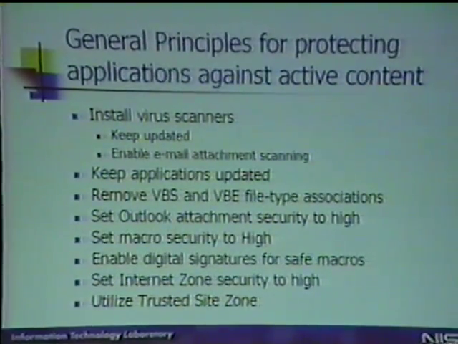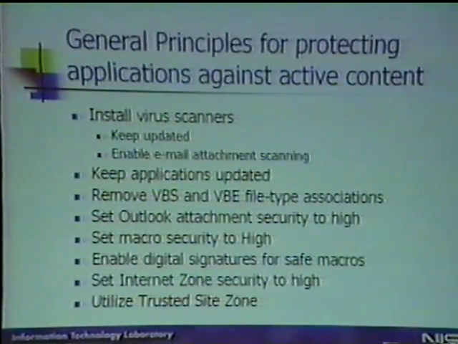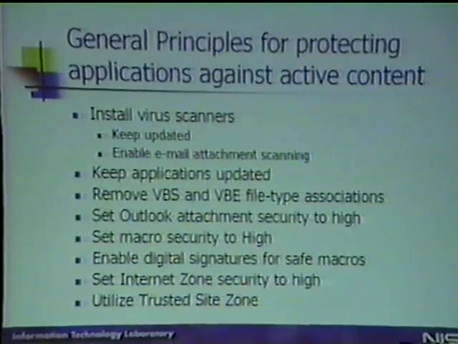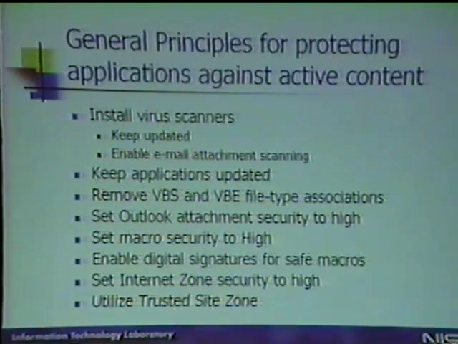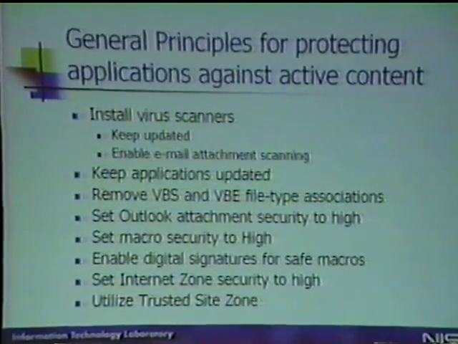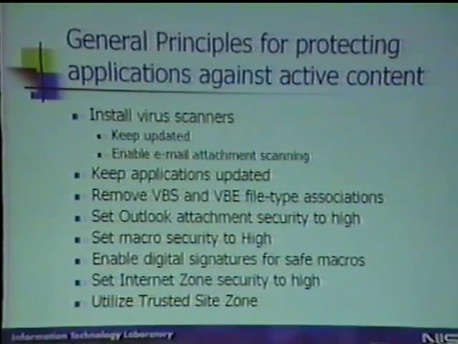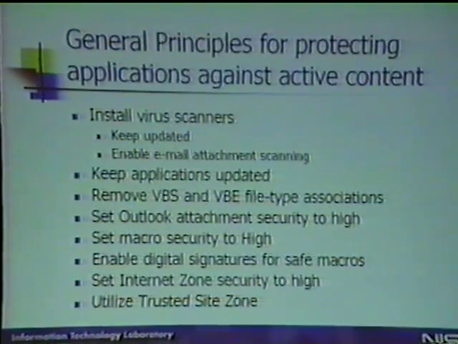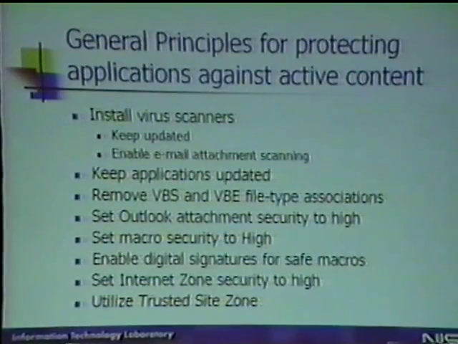Set your Outlook attachment security to high. We'll talk about that later. Macro security needs to be set to high, and we're also going to cover that. Need to enable digital signatures for safe macros. Once you enable digital signatures, safe macros will run on your system when the attachment security is high. I'll go into that a little bit later. Set your internet zone security to high and utilize a trusted site zone.